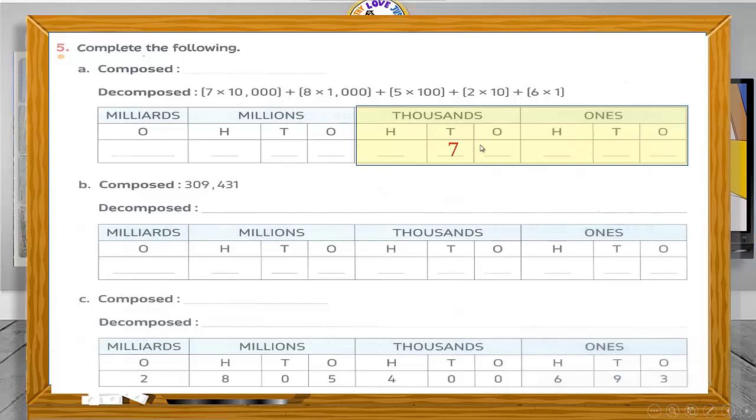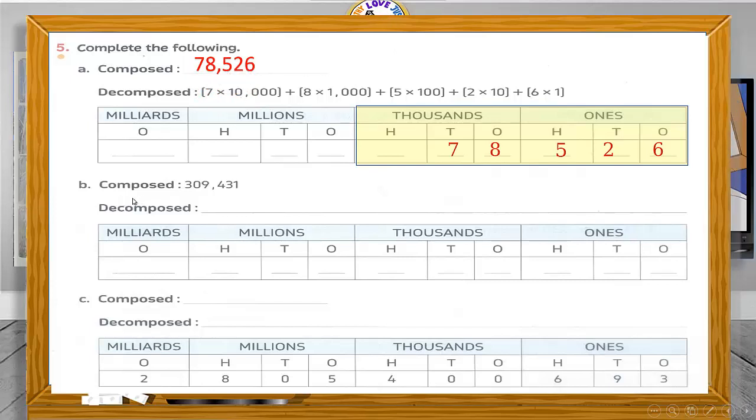Next, 8 times 1,000, write 8 in the 1,000 place. 5 times 100, write 5 in hundreds. 2 times 10, in tens, write 2. 6 times 1, in ones, write 6. Now you can write this number in standard form, 78,526, like this. I think this is so easy.